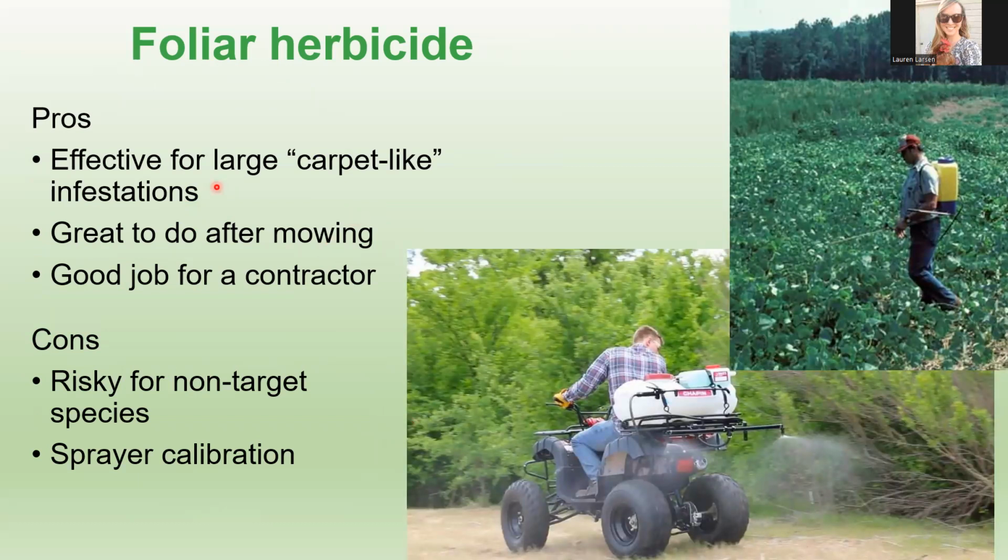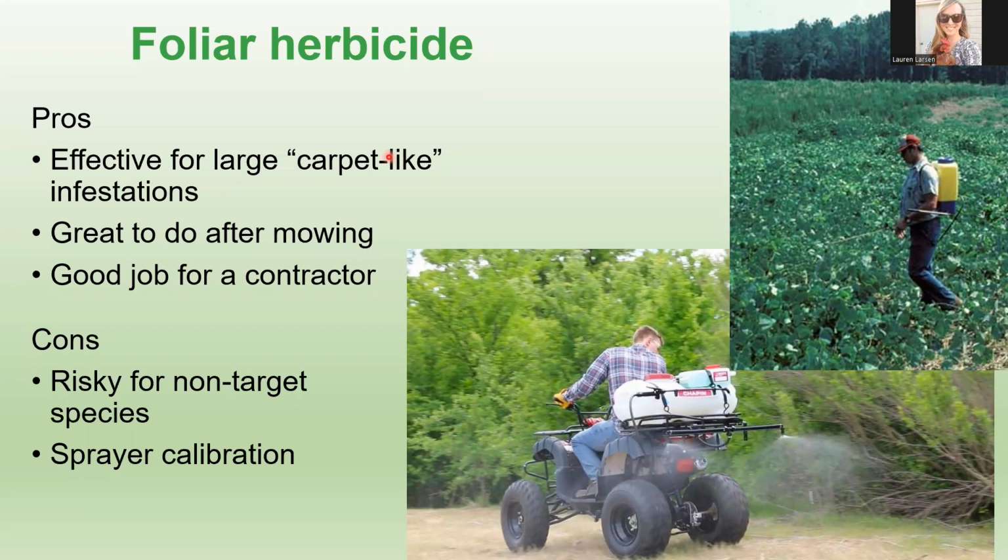So foliar herbicide, again, this is what you would do after a big mowing project, or for any carpet-like infestations. If you have this great big branching buckthorn that's been dropping berries, like 1,000,000 berries a year, and you finally get to killing that buckthorn, you're going to have a carpet under there. At that point, you'd want to do a foliar treatment.